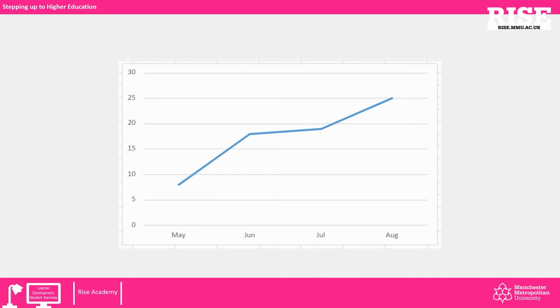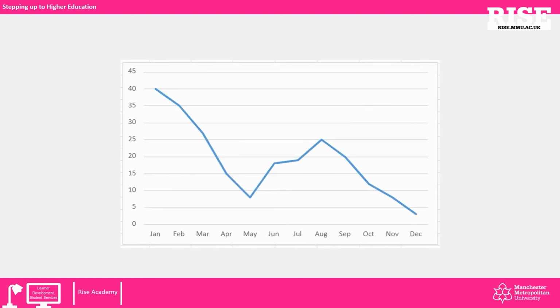Have a look at this graph, showing the data points from May to August. Overall, it looks like an upward trend. However, if we consider the full years, we can see that the upward trend only happened across these summer months, and that actually there is a downward decreasing picture overall for the data points.